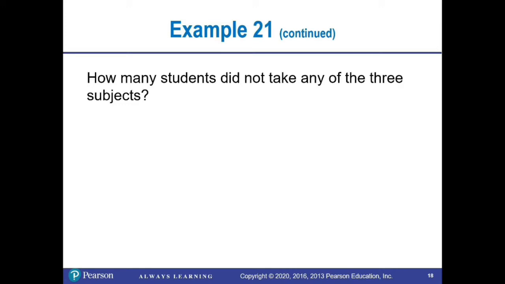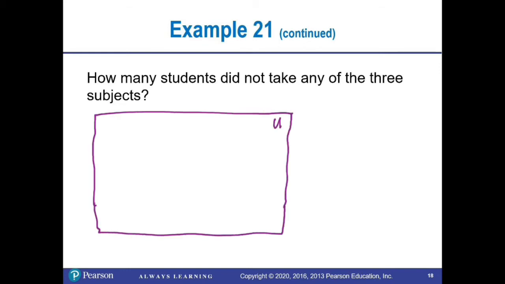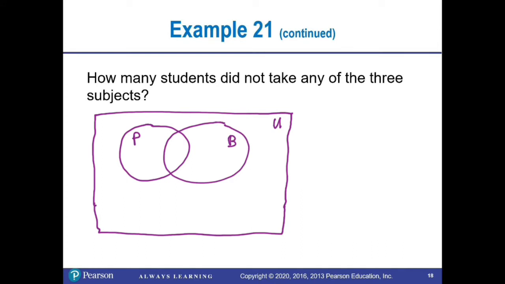I began by drawing my rectangle for my universe. I have 3 subjects, physics, biology, and math. So I'll draw 1 loop for each subject. Here's the physics loop, then I draw the biology loop, and finally the math loop. Now notice my loops overlap.